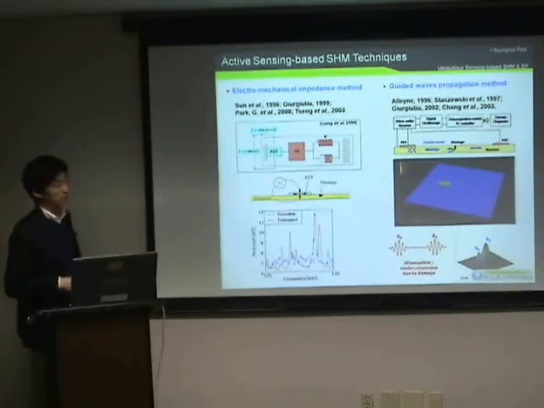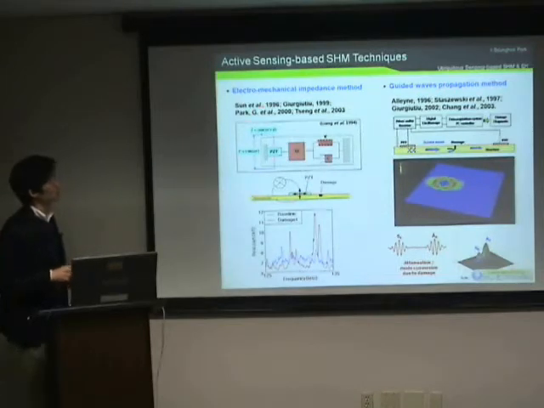There are two kinds of active sensing SHM technique. One is the electromechanical impedance method. The other one is the guided wave propagation method. As for the electromechanical impedance method, we can put a PZT sensor on the structure. Then we can excite the whole structure by using the PZT sensor with a high frequency excitation. Simultaneously, we can obtain the frequency response function from the structure. As you can see here, if damage occurs in the structure, the real part of the impedance signature will change due to the damage. So by monitoring changes in the impedance signature, we can monitor the health condition of the whole structure.